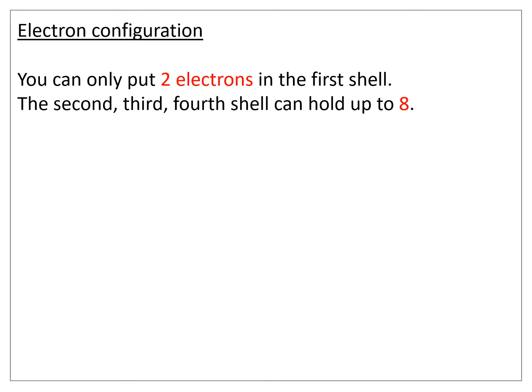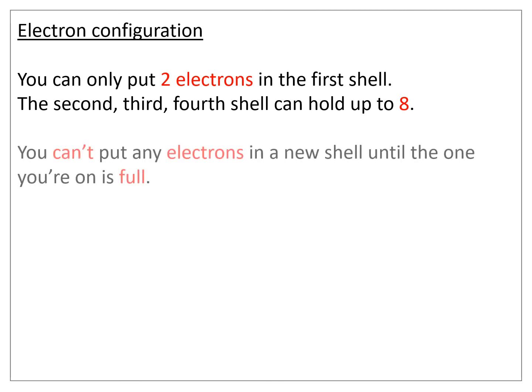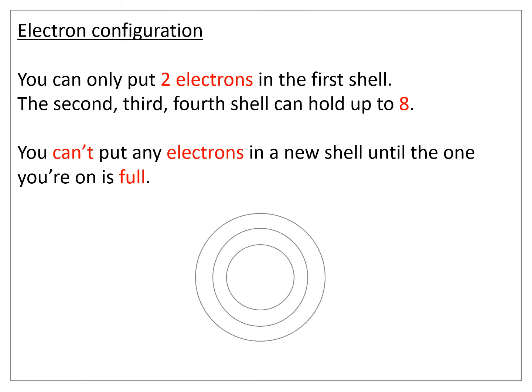You can only put 2 electrons in the first shell. The second, third and fourth can hold up to 8. You can't put any electrons in a new shell until the one you're on is full. So 2, 8, and then so on.